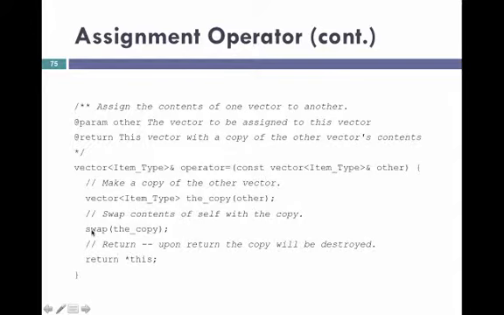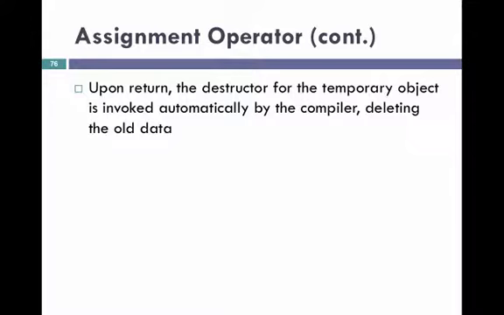And this swap was defined in the last Slidecast, so you can go back and look at it. And once we do this, then we return this. When we do that, the copy is going to be destroyed because it's a temporary variable once we leave this function. When we leave the function, the destructor for this temporary object is invoked automatically by the compiler, and this will delete the old data because we swapped it.